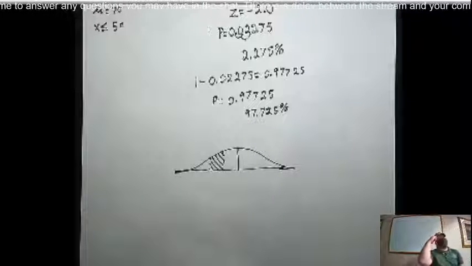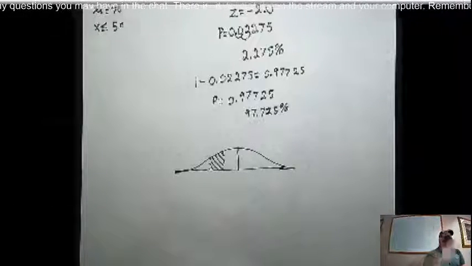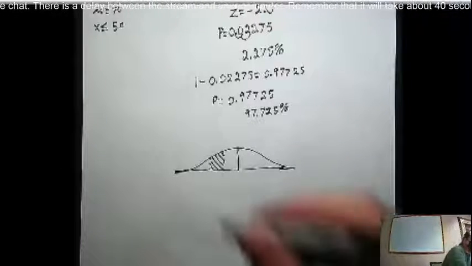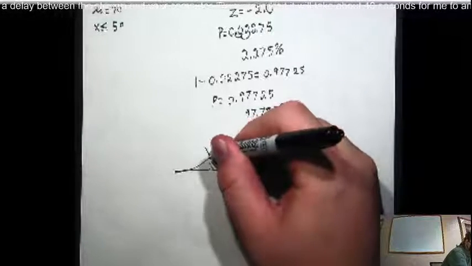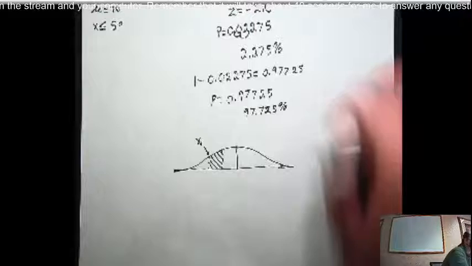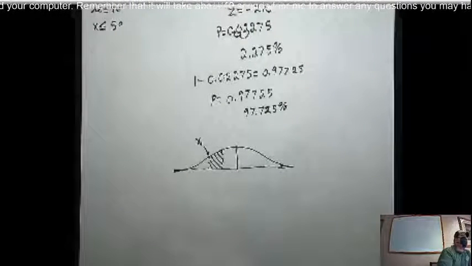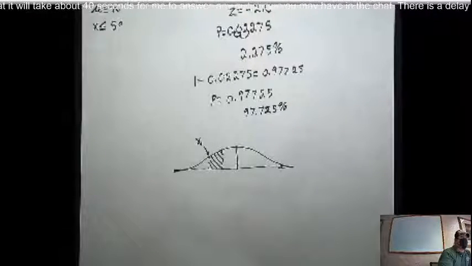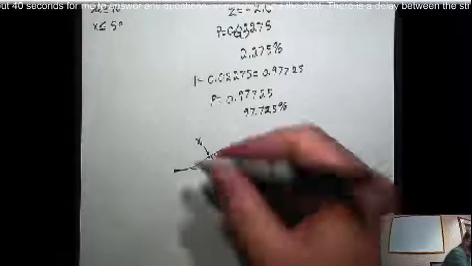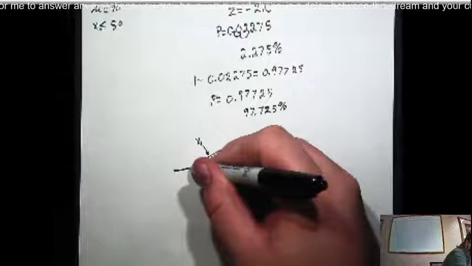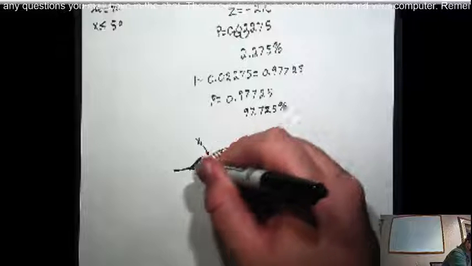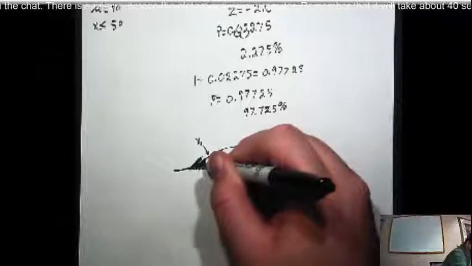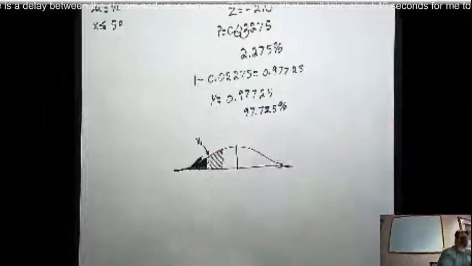Okay, so let's think about what we know how to do. First of all, we know how to calculate below. So for instance, this one right here, this x value, whatever it is, I'm going to call it x1. If I were to find the z-score for this and then get the probability, that would give me this area right here. Okay, it'd be that area right there.